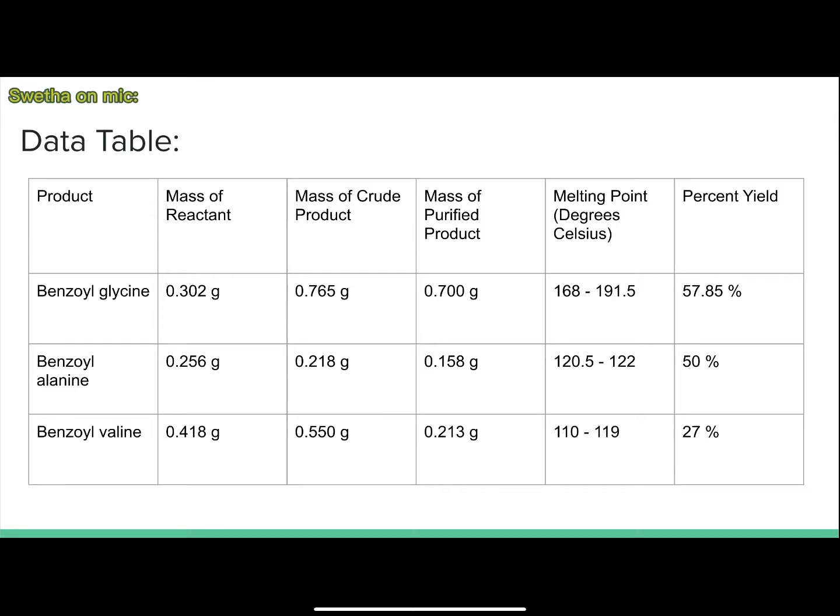Overall, the percent yields were low, but that was expected for these reactions. Less product is usually recovered. For benzoyl glycine and benzoyl alanine, a yield of around 50% actually reflects well upon the procedure. Benzoyl valine was significantly lower at around 27%, which may be the result of impurities trapped in the recrystallized product. This is probably due to an error during the slow cooling process, such as going too fast. Slow crystallization allows for maximum purity.